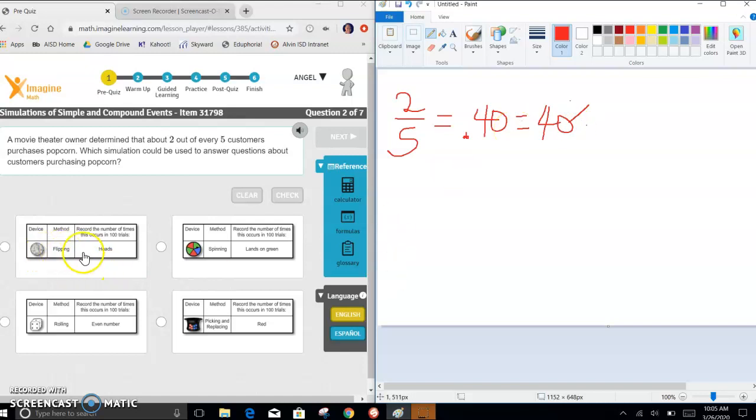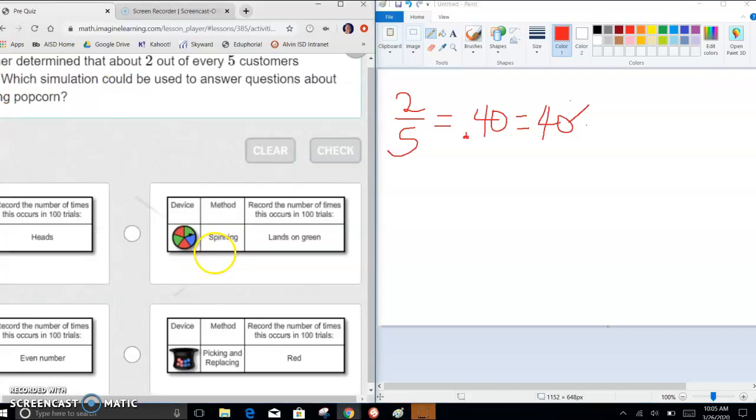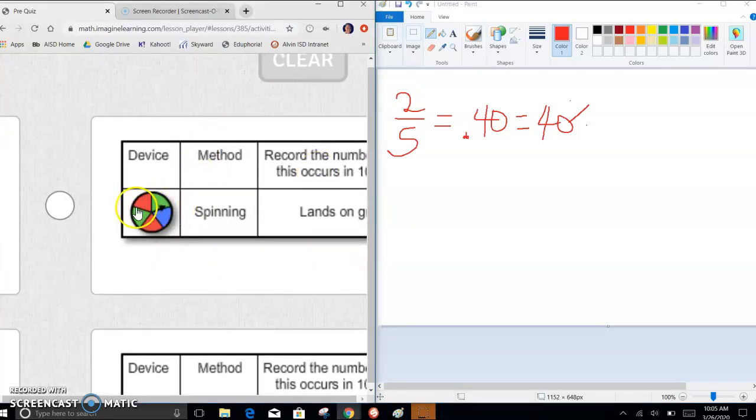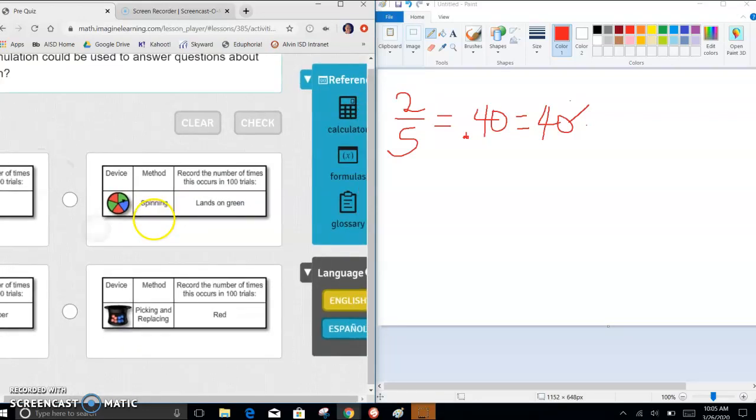So looking at a coin, that's 50% of the time flipping heads. Rolling an even number is 50% of the time. Over here, landing on green. So I'm going to zoom in and count my green. I have 2 green out of 1, 2, 3, 4, 5 spaces. So this looks like my winner.